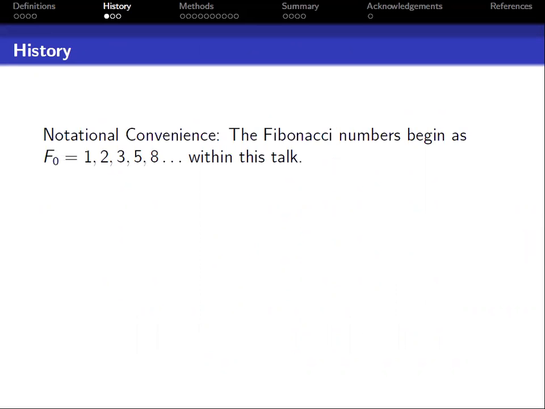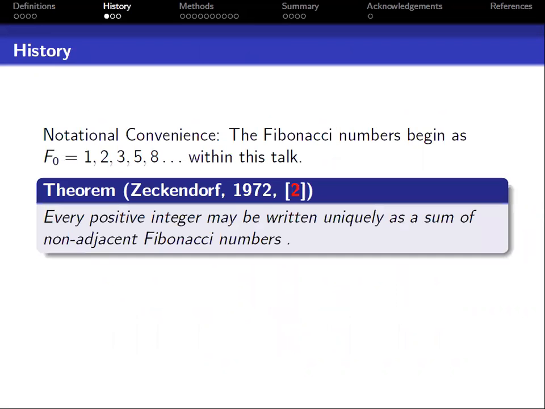Well, first, let's get into some history. So I believe you all know about the Fibonacci numbers, but within this talk, we're going to start them a little bit differently for convenience. So we're going to start with 1 and 2 as our initial conditions. And with these initial conditions, there's a theorem, Zeckendorf from 1972, that's quite famous. Every positive integer can be written uniquely as a sum of non-adjacent Fibonacci numbers.